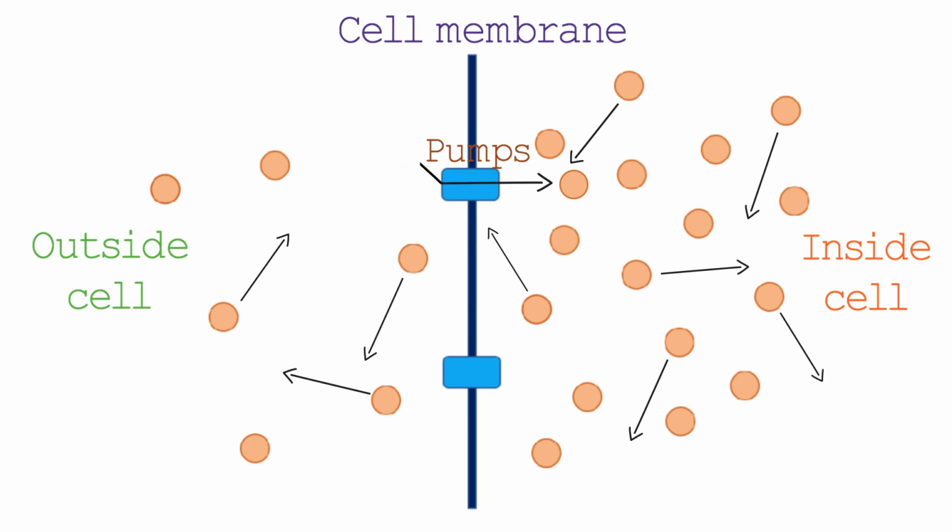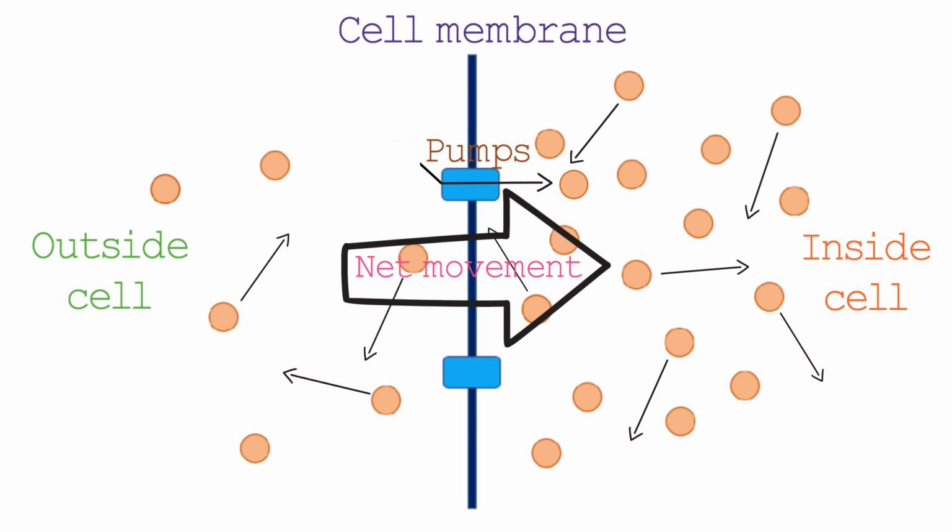In order for the pump molecules to do this, the cell needs to give these molecules energy. So that is essentially what active transport is. Active transport moves a substance against the concentration gradient. So in our diagram, the net movement is going to be from outside the cell to inside the cell, so in a rightward direction. But where is active transport actually used?